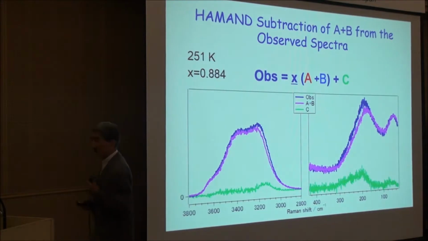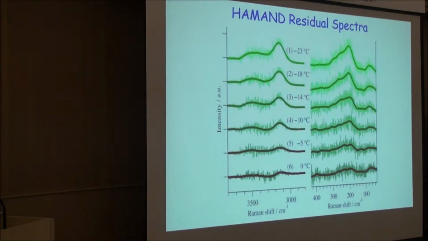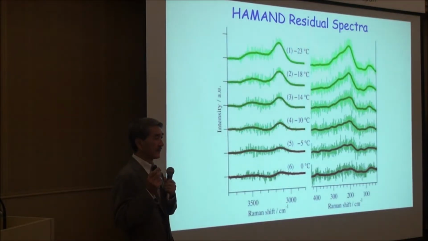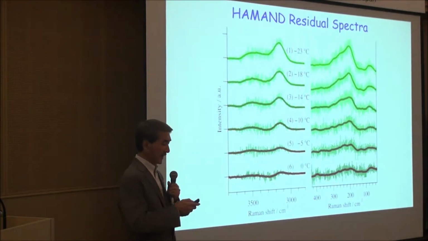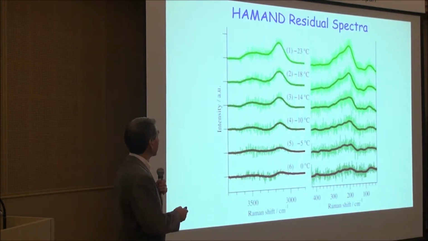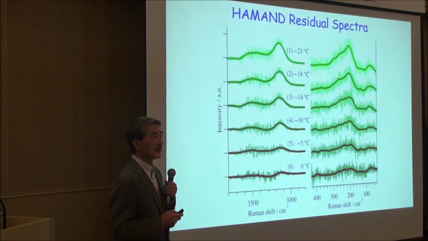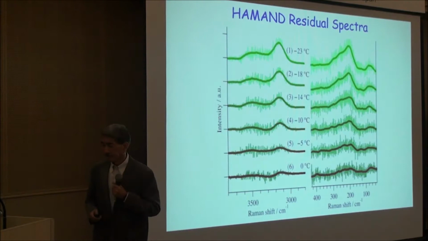And when we do this analysis for all the temperatures, we get this one. So at 0 degrees, there is only a small residual, but it grows like this. And that means the contribution of the third component increases with decrease in temperature. And at minus 23 degrees, it's just very nicely featured like this.